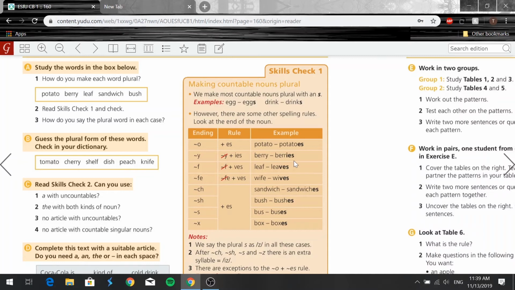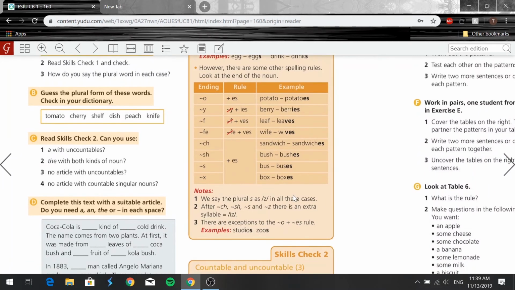That's wrong. Say leaves. Wives, okay? So that final S is always pronounced as Z, okay? Now, there are some exceptions that you'll find when you're turning words into plural in the case of the words ending in the letter O, okay?